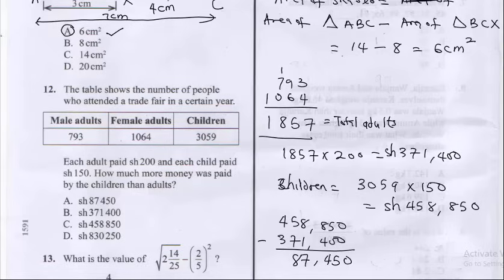So that's it, our final answer. That's 87,450 shillings. So the correct answer here is A.